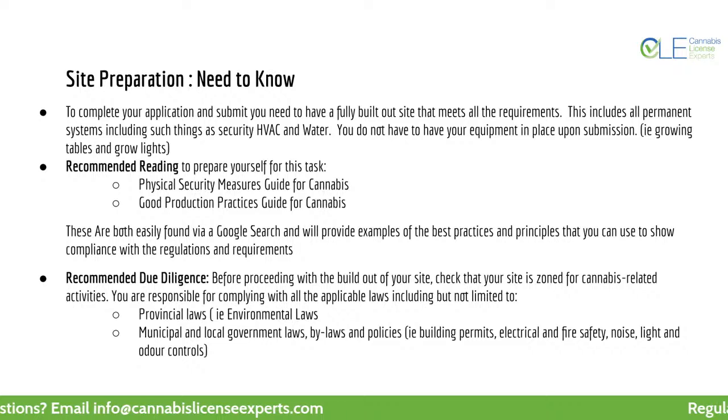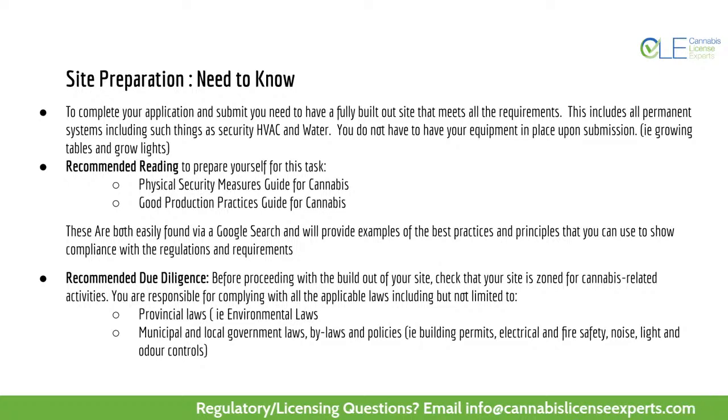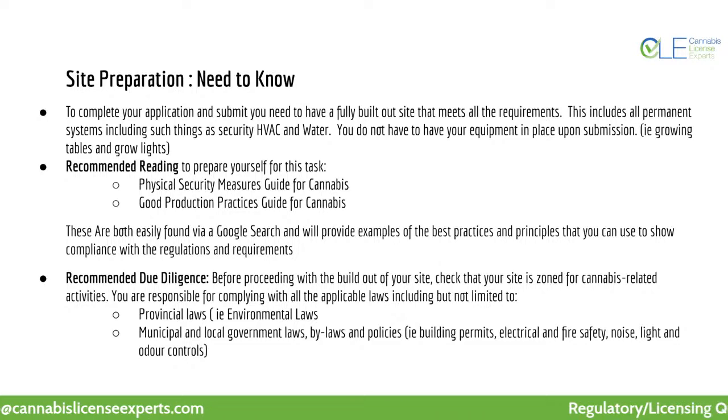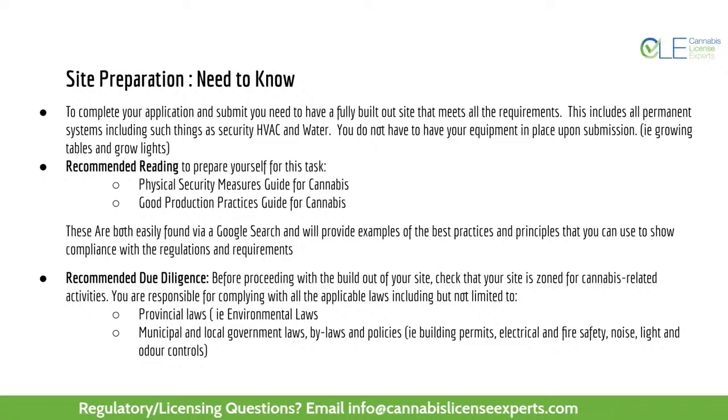It's permanent systems. So the things that are required to make that building run appropriately under the GPP, which we're going to get deep into next week. We also have some recommended reading for you to help you prepare yourselves for this step. There is the Physical Security Measures Guide for Cannabis, as well as the Good Production Practices Guide for Cannabis. These are both available through Health Canada and can be easily found in a Google search by typing those in.